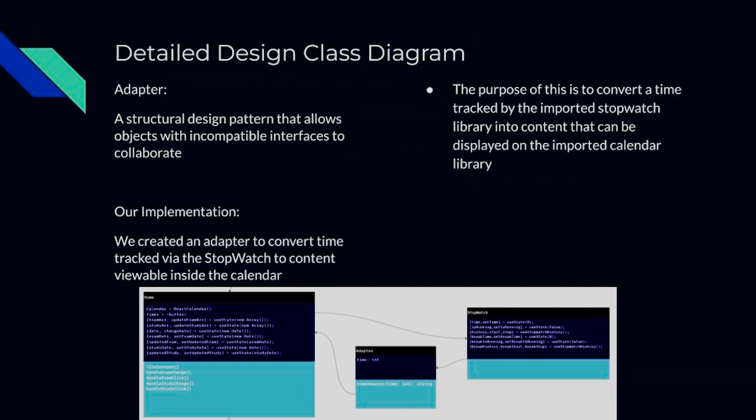Class diagram. We created an adapter to convert time tracked via the stopwatch to content viewable inside the calendar. An adapter is a structural design pattern that allows objects with incompatible interfaces to collaborate. The purpose of this is to convert a time tracked by the imported stopwatch library into content that can be displayed on the imported calendar library. You can see a snippet of our detailed design class diagram below.